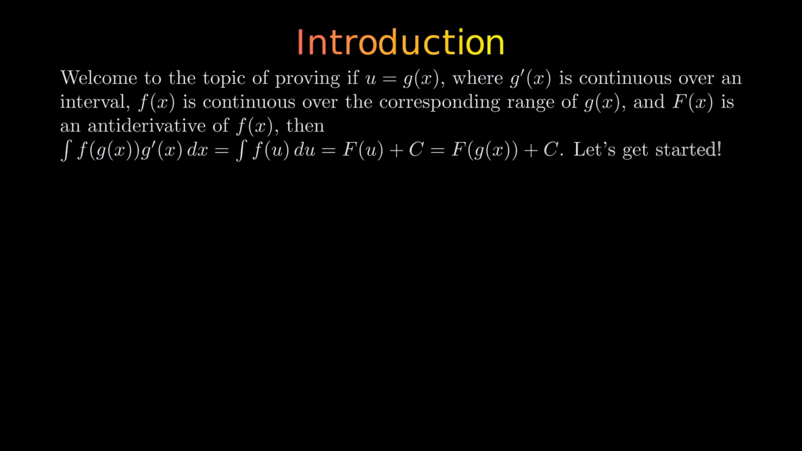Welcome to the topic of proving the substitution rule: if u equals g(x), where g(x) is continuous over an interval, f(x) is continuous over the corresponding range of g(x), and F(x) is an antiderivative of f(x). Let's dive into the concept.